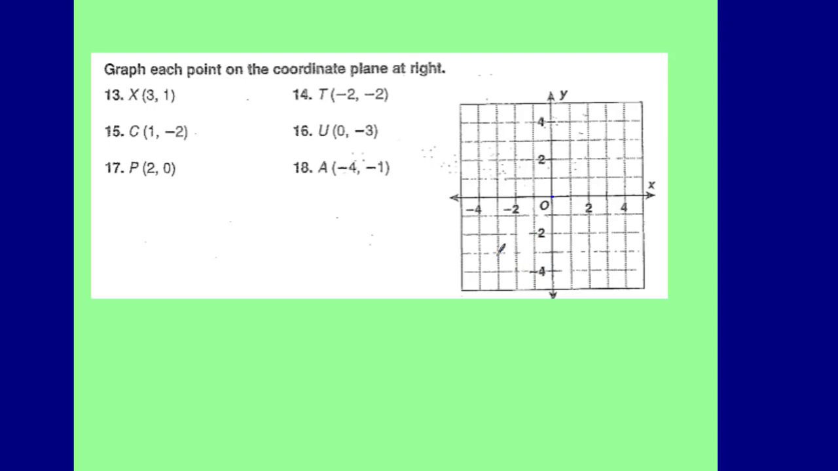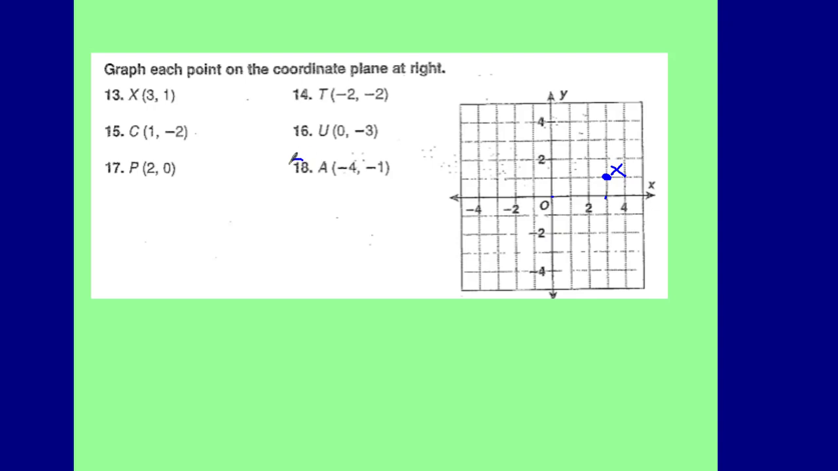So I like to use the idea of walking into an office building. You walk to the elevators, and then you ride the elevators. So if I want to graph the point (3, 1), I'm going to start at the origin. I come into the office building. The elevators that I need are to the right, to 3. 1, 2, 3. And then I'm going to ride the elevator to the first floor. So I place my dot where the two intersect, and I label it X.